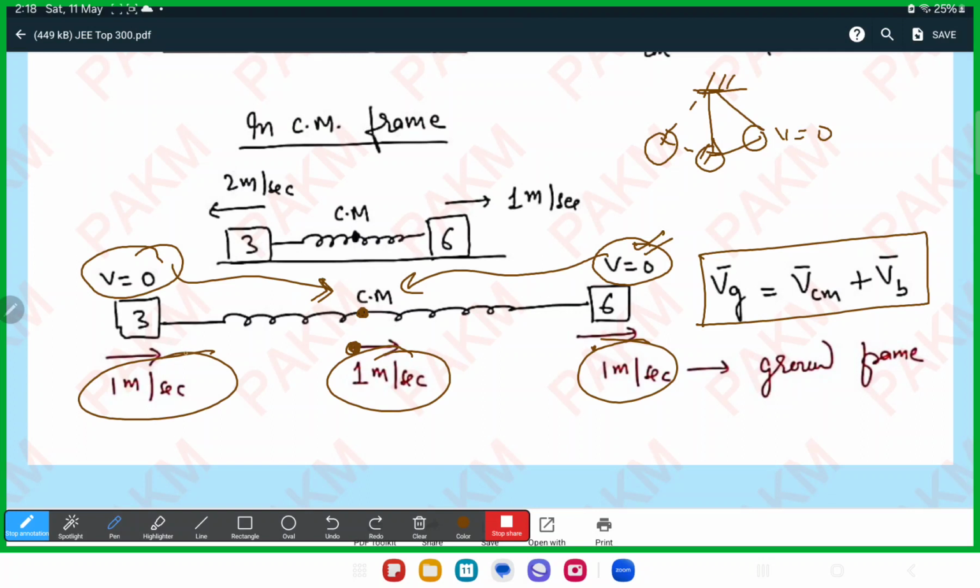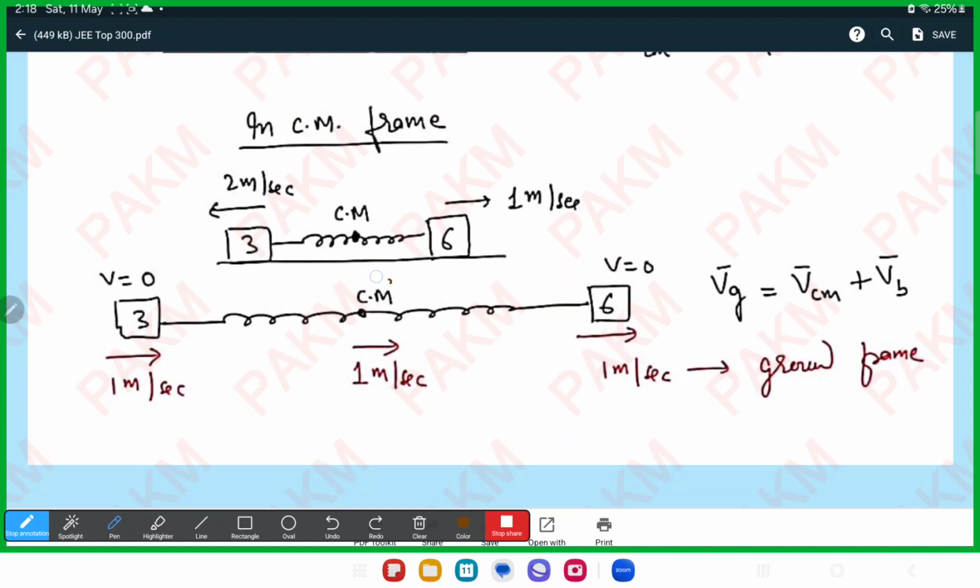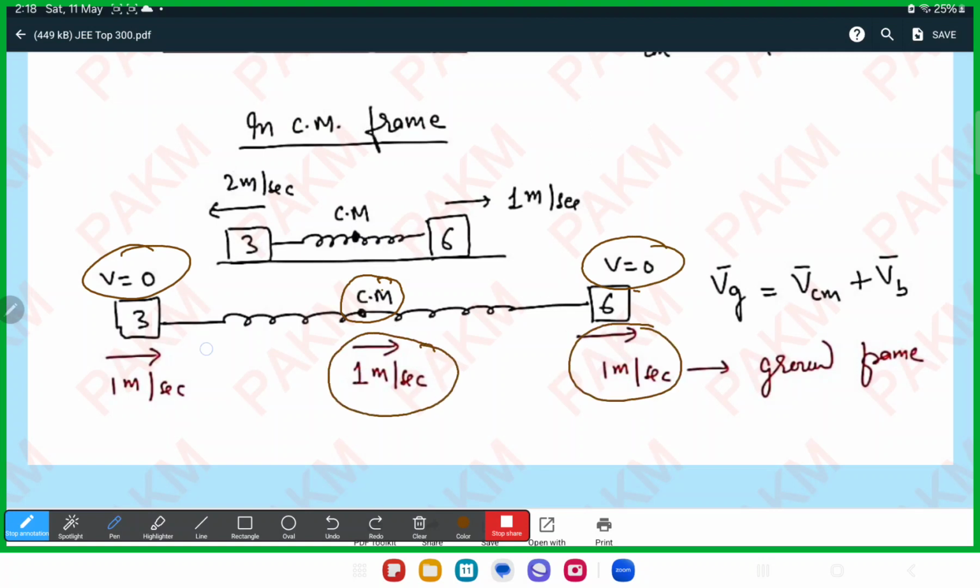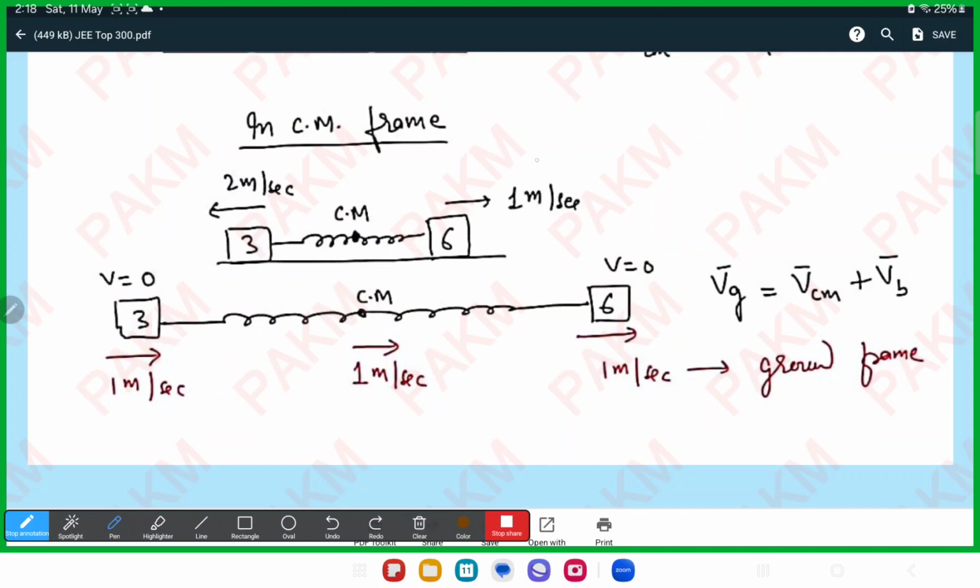So we can say when both are moving with the same, common velocity, only then will it be reaching the maximum extension. This is also another way you can see. With respect to the center of mass, both blocks will be at rest, but with respect to the ground, the center of mass is still moving with 1, so both will be moving with 1 meter per second. Fine. And here you can also check with respect to the center of mass.